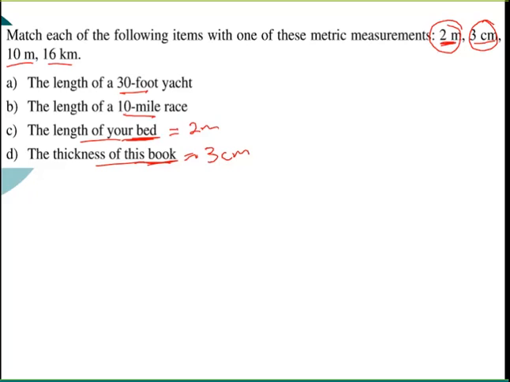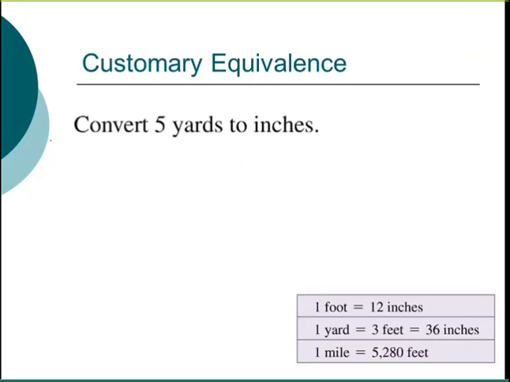And then the length of a 10-mile race, well, a 5K is 3.2 miles. So 16 kilometers is probably closer to my 10 miles. And then finally a 30-foot yacht would be 10 meters. Okay, so hopefully that gives us some equivalents, some approximations in our mind to visualize.